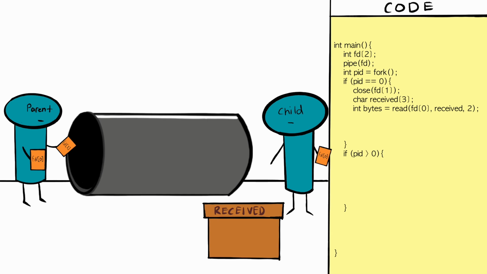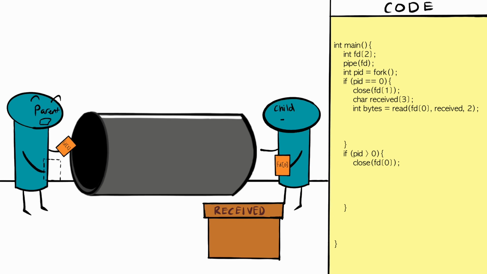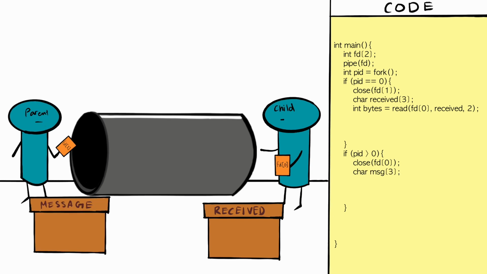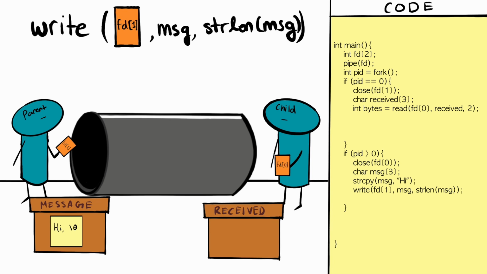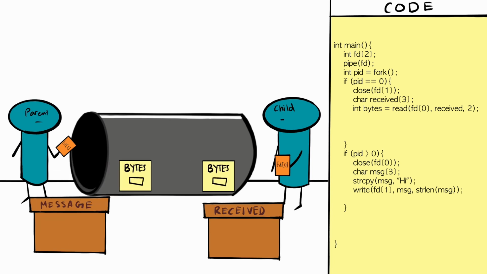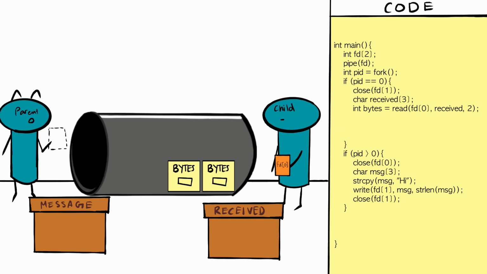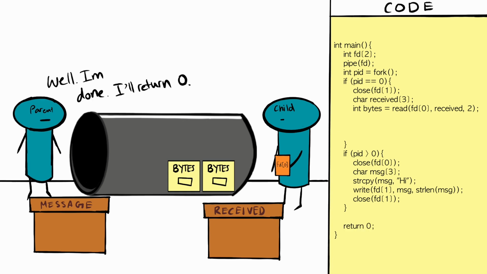So let's write the code for the parent process. We will revoke the parent's rights to reading from the pipe by closing its read file descriptor. Create a new buffer called message and store the C string by using strcpy. The parent can now write into the pipe. Then close its write file descriptor. This means the parent process is not able to read or write anything into the pipe anymore.